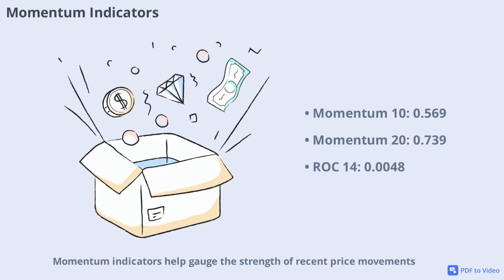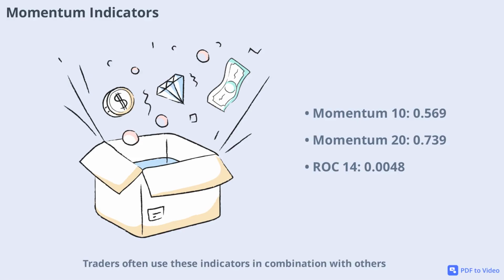Momentum indicators help gauge the strength of recent price movements. For COWG, the 10-day momentum is 0.569, and the 20-day momentum is 0.739. The rate of change ROC for 14 days is 0.0048, and the percentage rate of change ROCP is 0.000048. These values suggest mild upward momentum, but not enough to indicate a strong trend. Traders often use these indicators in combination with others to confirm the direction and strength of a move.